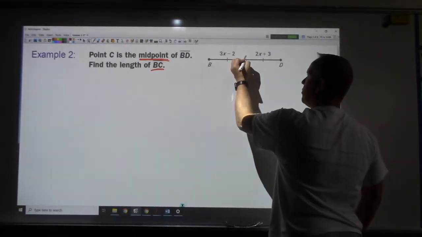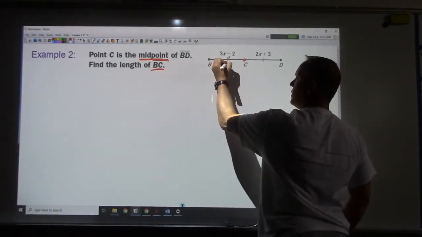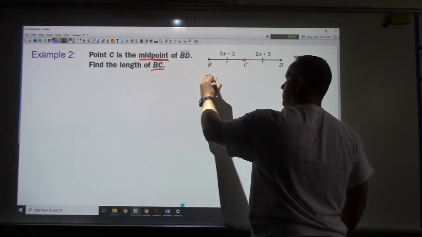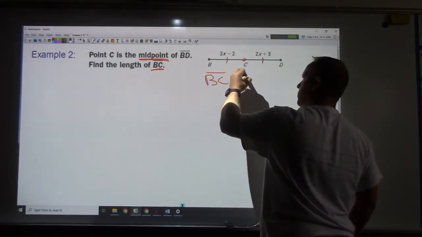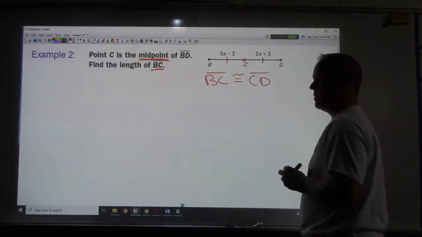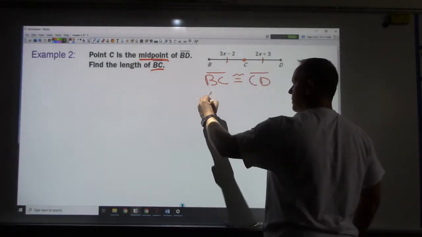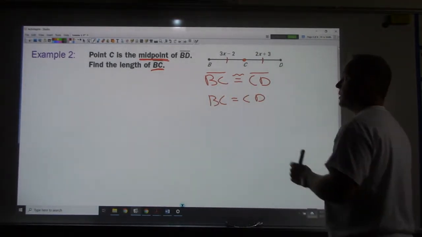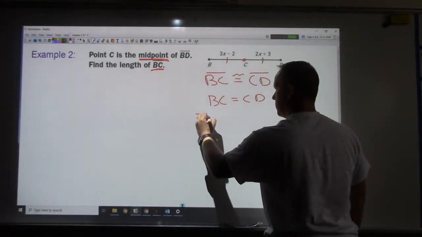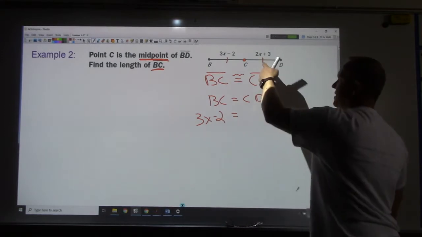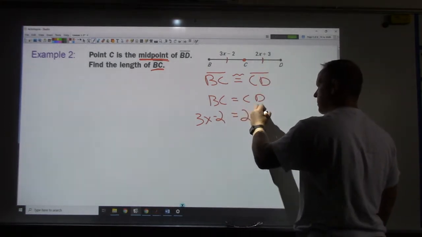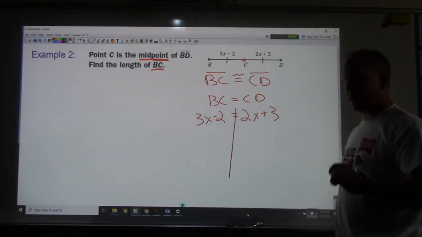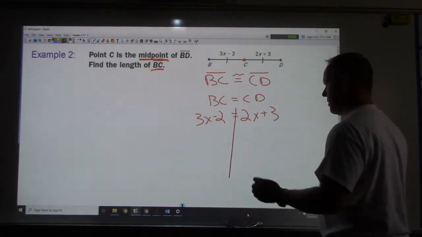If C is the midpoint, now they told me it's the midpoint, they also put these tick marks. If C is the midpoint, that means segment BC is congruent to segment CD. If my segments are congruent, that means their lengths are equal. Now, BC is 3x minus 2 equals CD is 2x plus 3. From there, we just do the algebra. Now, how you might do your algebra and how I might do the algebra might vary slightly, but we should get to the same answer.